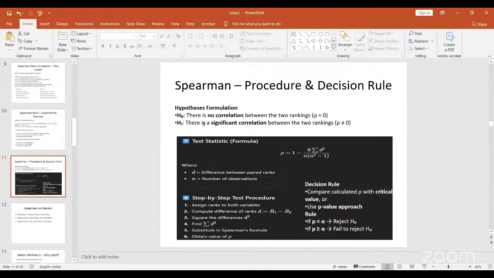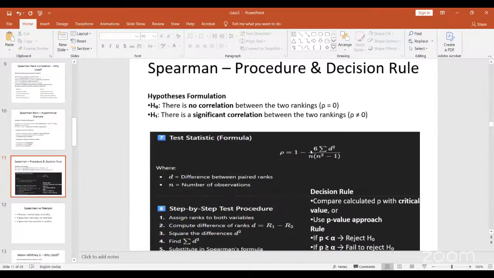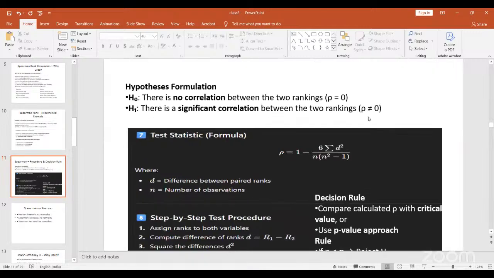And what is the alternative? There is a significant correlation between two rankings. That is, rho is not equal to zero. It is a two-tailed test. The two-tailed test is already covered in parametric tests, so you have to look at that picture also.